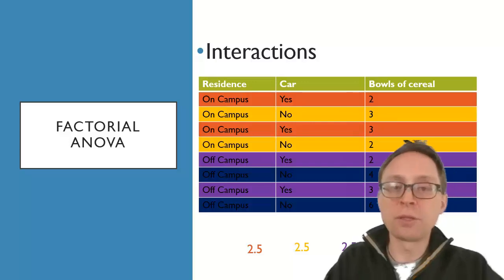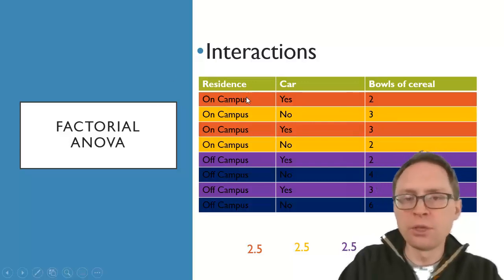An interaction is the combination. So you see these different colors? This reddish color is on campus with a car. The yellow is on campus, no car. The purple is off campus, yes car. And the dark blue is off campus, no car.